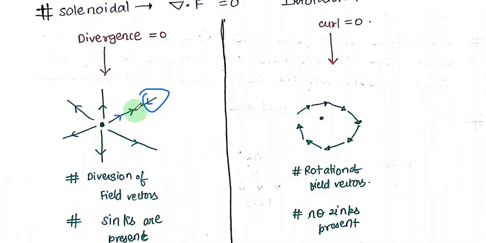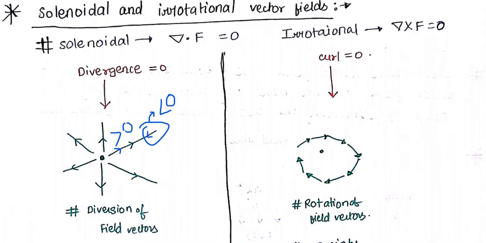In the case of a sink, the divergence will be negative, and in the case of a source, the divergence will be positive, that is, greater than 0. And we are talking about the case in which the divergence is actually 0. In that case we say that the field is solenoidal.